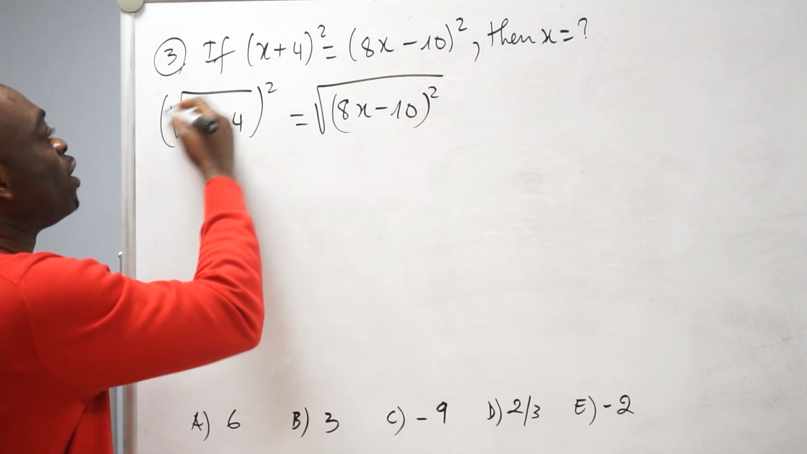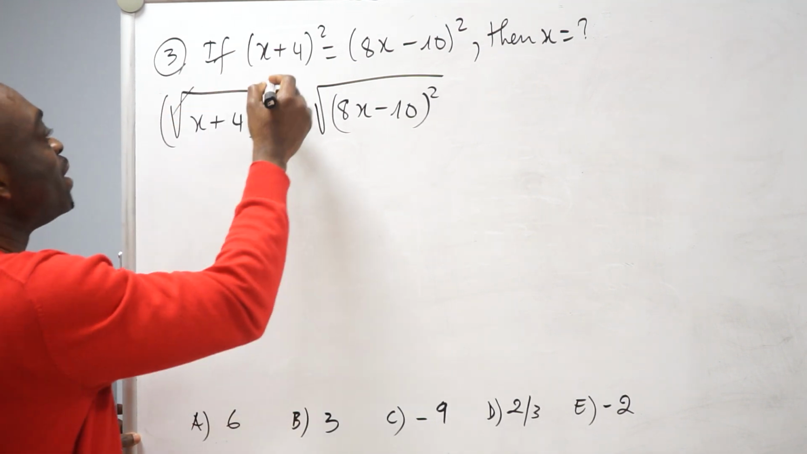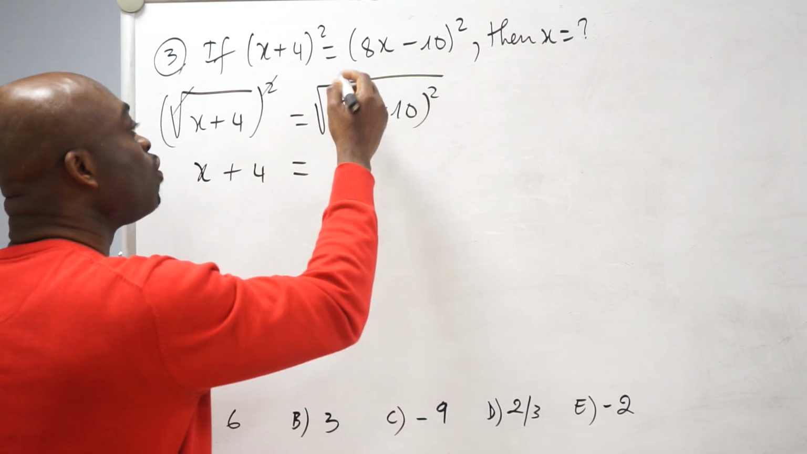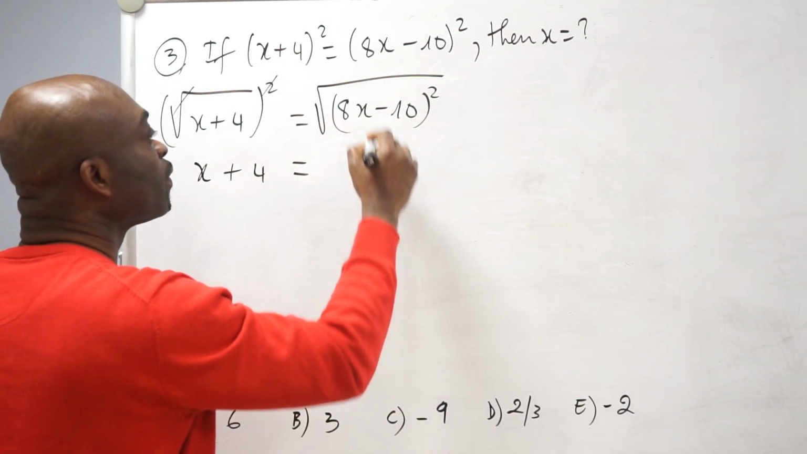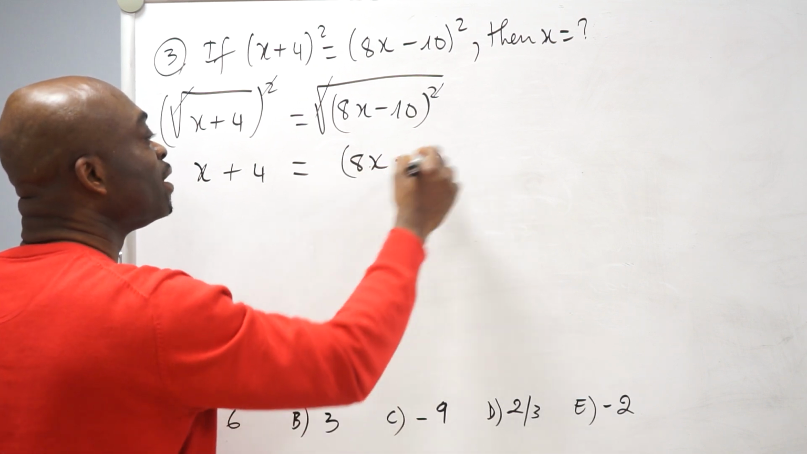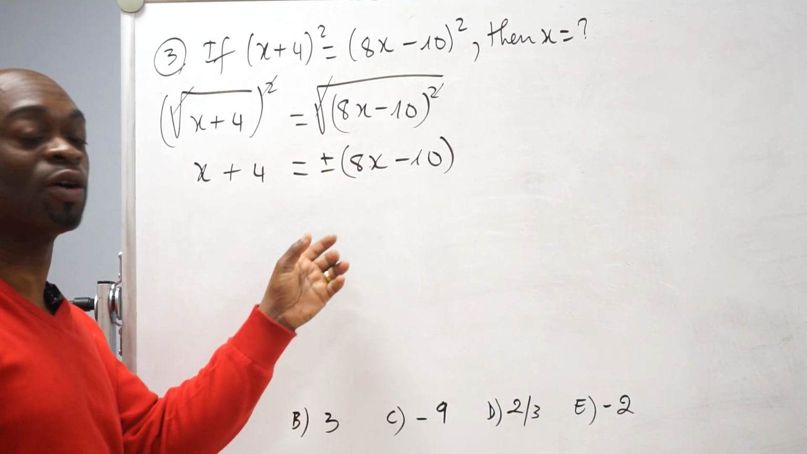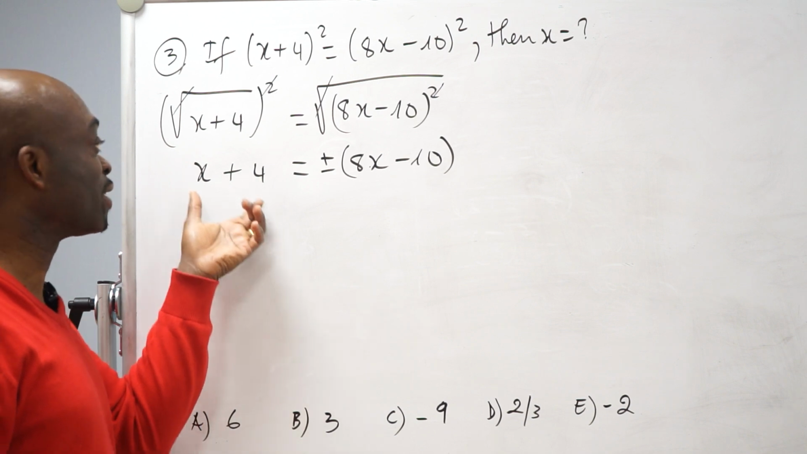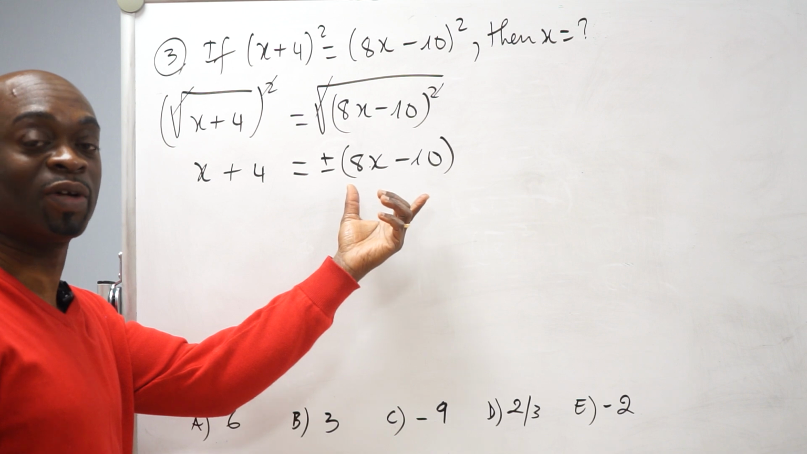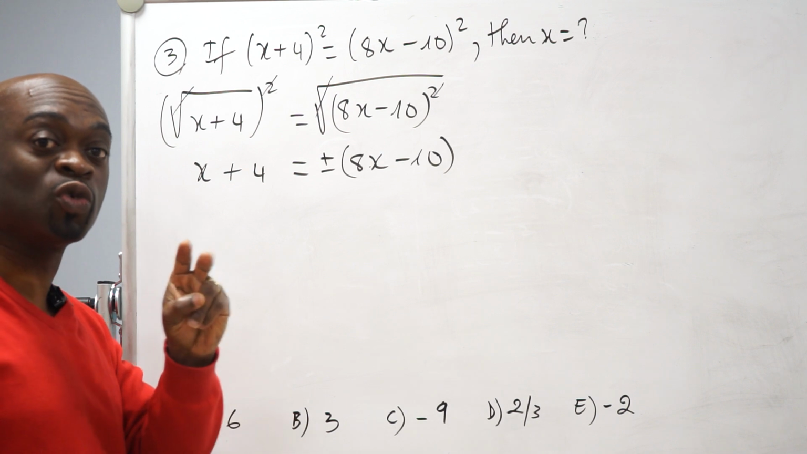To do that, we want to get rid of the radical and the power 2, so both can be crossed out. We end up with x plus 4 equal to what? We crossed out the 2 here also, so we have 8x minus 10. Now, because you took the square root of both sides, since we're solving for x plus 4 on the left side, we're going to take the other side plus and minus. So we're going to have to solve two equations.